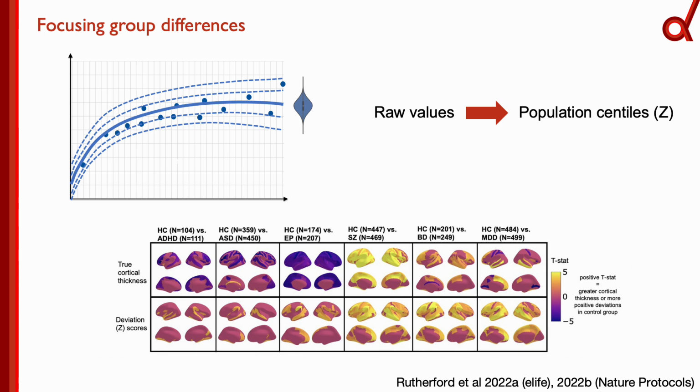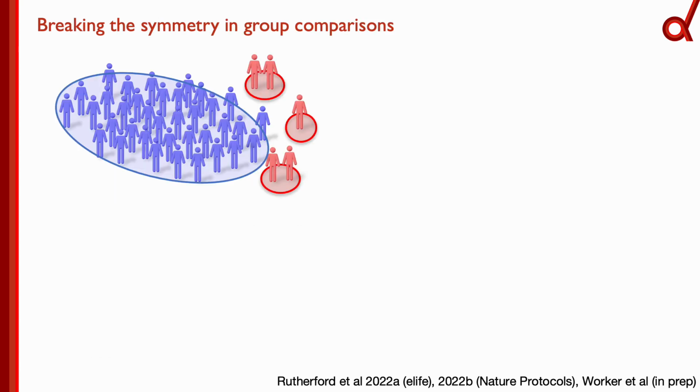It's important to point out that it's not the same as correcting for group differences, because we're really using this large population-based sample to get good estimates of expected variation within the population. That said, while this is important, it's probably not the most interesting aspect of normative modeling. So what we can do with normative models is we can break the symmetry in group comparisons.